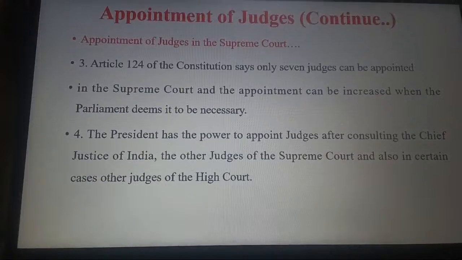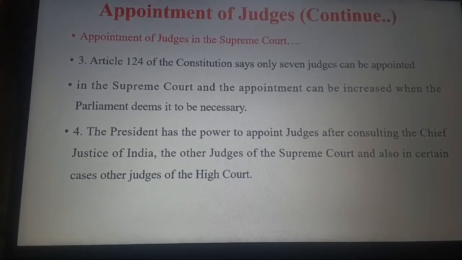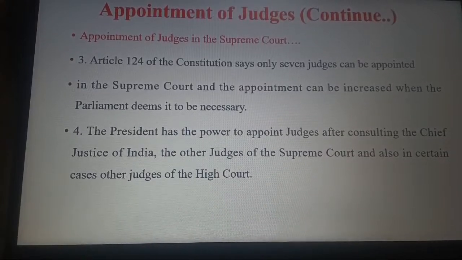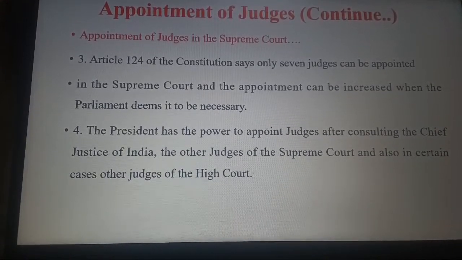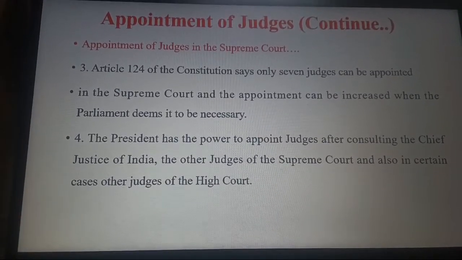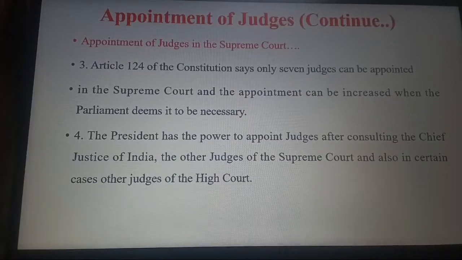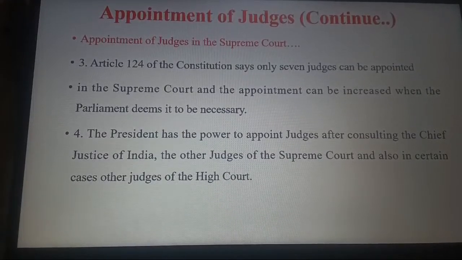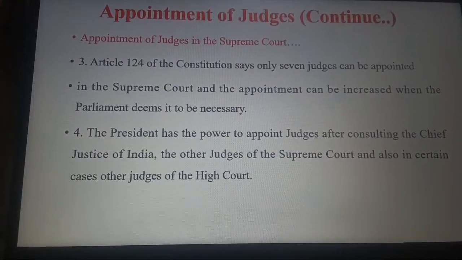Article 124 of the Constitution says only 7 judges can be appointed in the Supreme Court, and the number can be increased when the Parliament deems it to be necessary. The President has the power to appoint judges after consulting the Chief Justice of India, the other judges of the Supreme Court and also in certain cases other judges of the High Court.